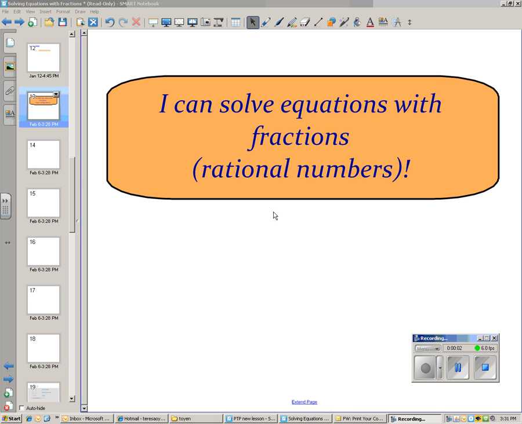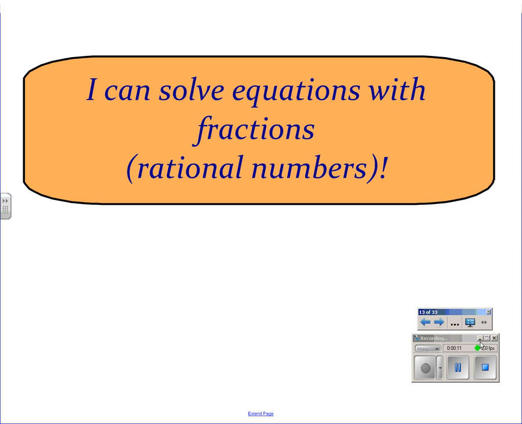All right, today we are going to be solving equations with fractions. Fractions are rational numbers. All right, so our first problem is this. We have negative 1/2 plus 3/4 x equals negative 3/5. All right, so we are going to solve this equation to figure out what x is.